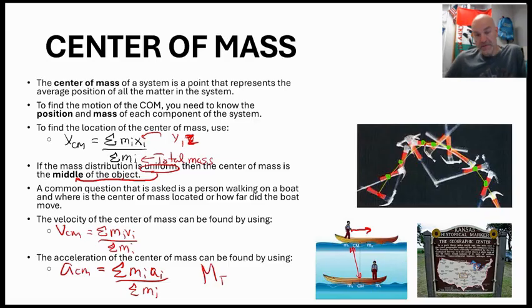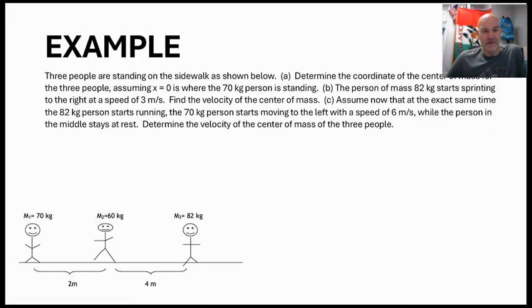Okay, so let's do a couple examples, one of which will be the boat problem. Here we have 3 people standing, and part A says determine where the center of mass is, assuming this is our X equals 0 position. Then we're going to have some running. In the second question, the 82 kilogram person is going to move to the right. And in the last one, the 70 kilogram person is going to move to the left. In B and C, we have to find the velocity.